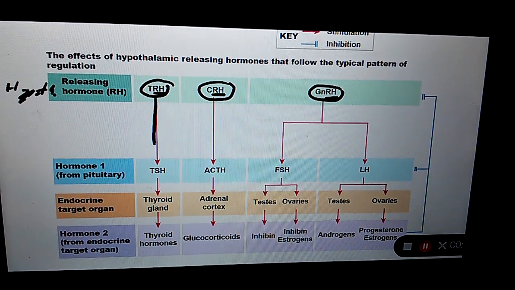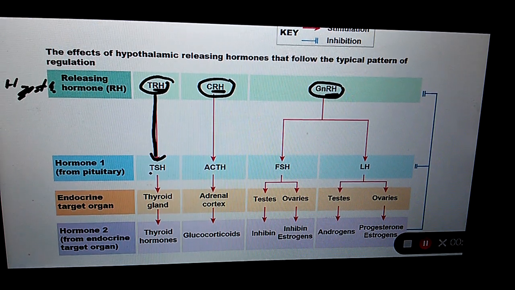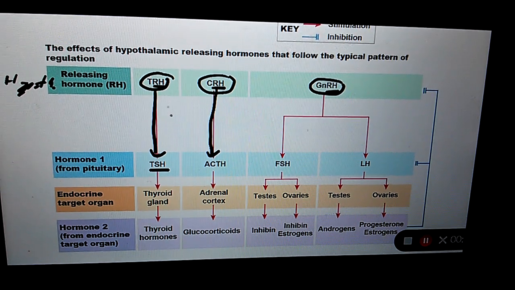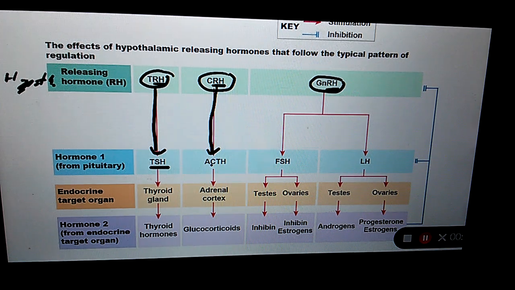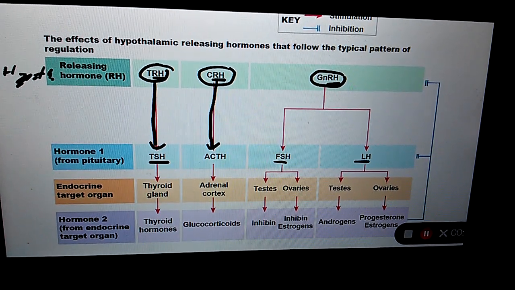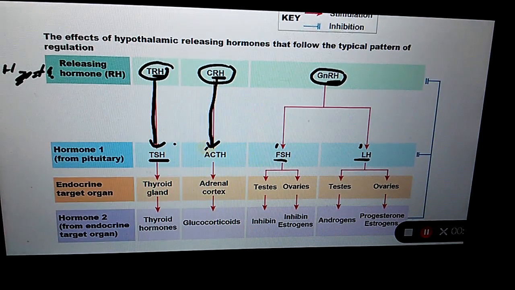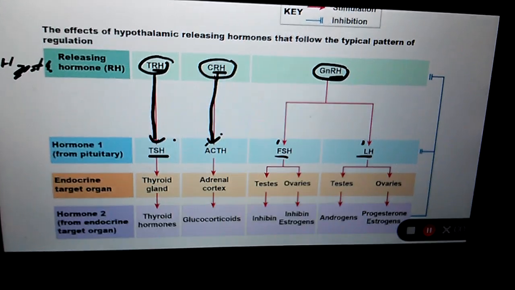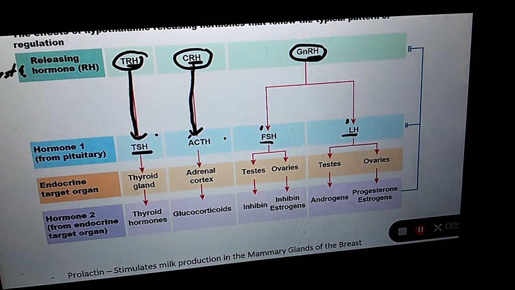TRH stimulates the production of TSH in the anterior pituitary. CRH stimulates ACTH. What does TRH stimulate? TSH. What does CRH stimulate? ACTH. What does GnRH stimulate? FSH and LH. Notice it spells FLAT, F-L-A-T. So the releasing hormones stimulate what? FLAT.